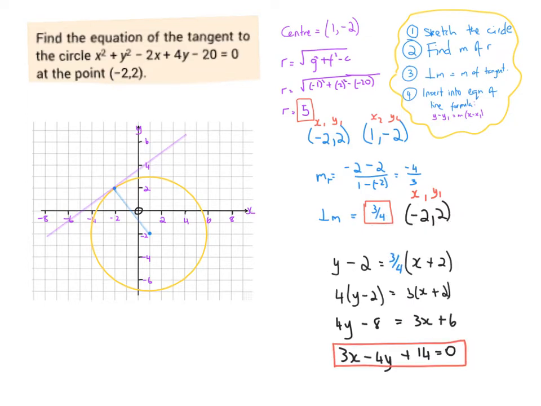Just the last thing to note before we move on, our slope here was positive, and as is the slope of this line. As we can see, it's moving uphill. So that's our equation of our tangent. So now let's look at an example where we find the equation of tangents from a point outside the circle.